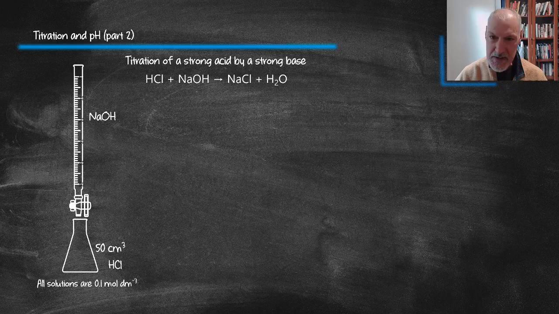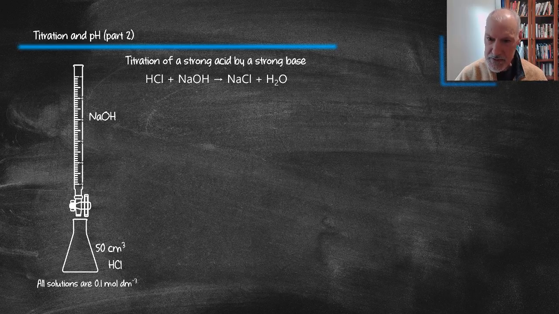Here's where they would be placed in our titration apparatus: sodium hydroxide in the burette, and down below in the Erlenmeyer flask, the hydrochloric acid. For simplicity in all of these slides, I'm going to use the 0.1 molar solution of each.